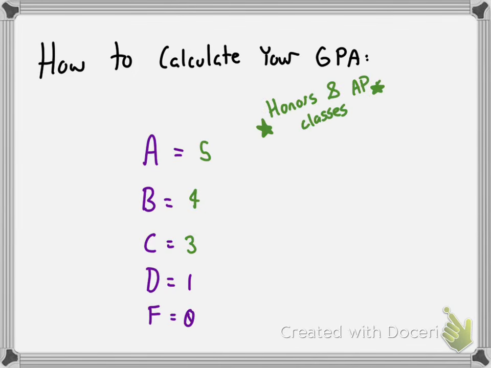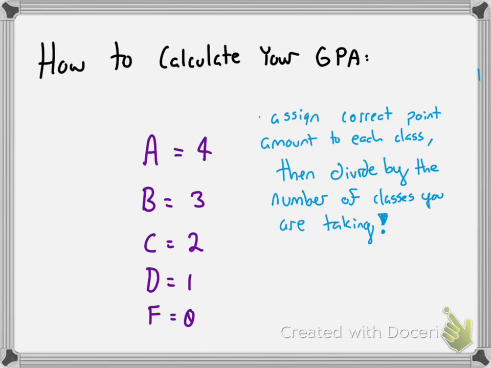And in most honors and AP classes, that point value raises a little bit, so an A would be worth 5 points. But for right now, we're just going to go off of a regular grading scale. If I wanted to calculate my GPA, I'm going to assign the correct point to each class for the grade that I earned, and then I'm going to divide by the number of classes that I took.